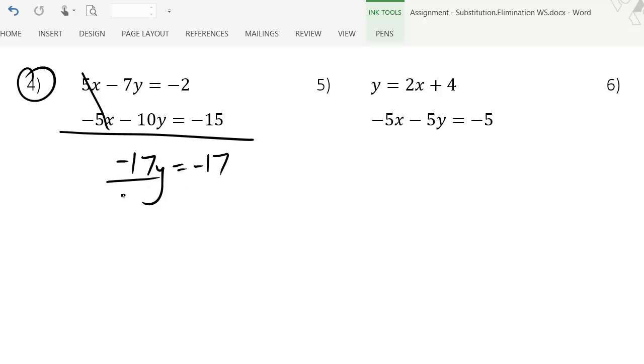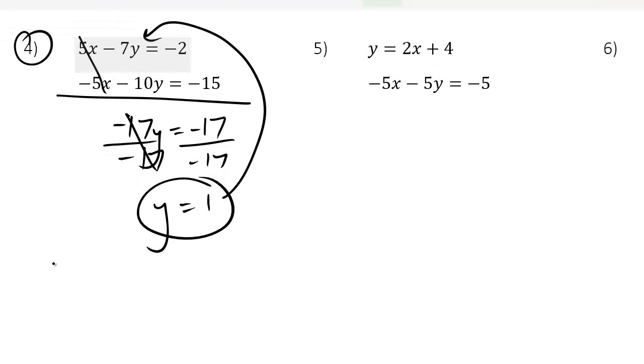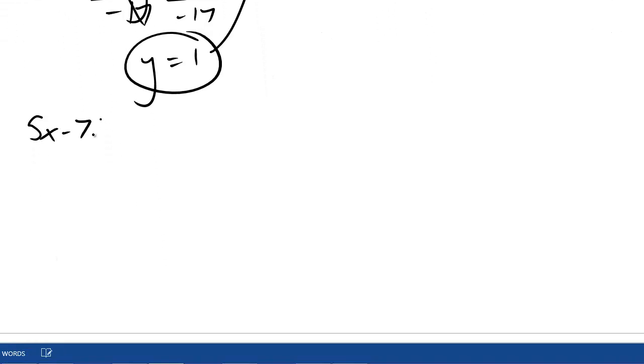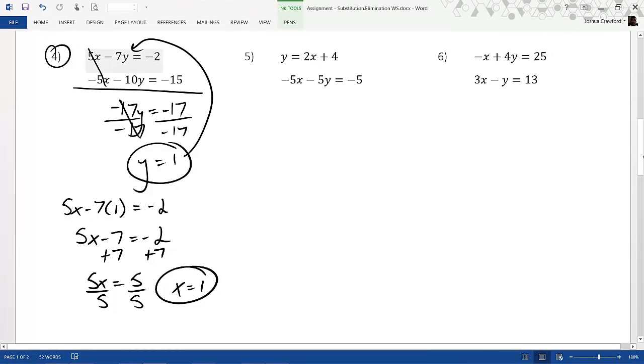Now to get y by itself, divide by negative 17. And we'll have y equals 1. Now to solve for x, plug this y back into one of your equations. And so you'll get 5x minus 7 times y, which is 1, equals negative 2. Negative 7 times 1 is negative 7, so you have 5x minus 7 equals negative 2. To solve for x, we add 7 to both sides first. We'll get 5x equals negative 2 plus 7 is 5, and then divide by 5, and you'll get x equals 1.